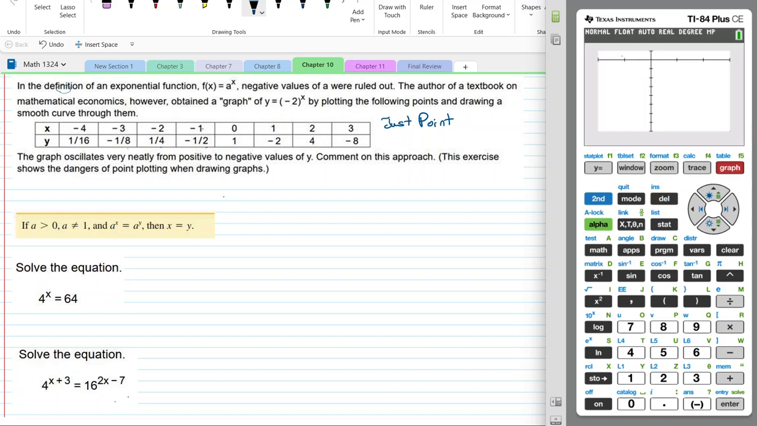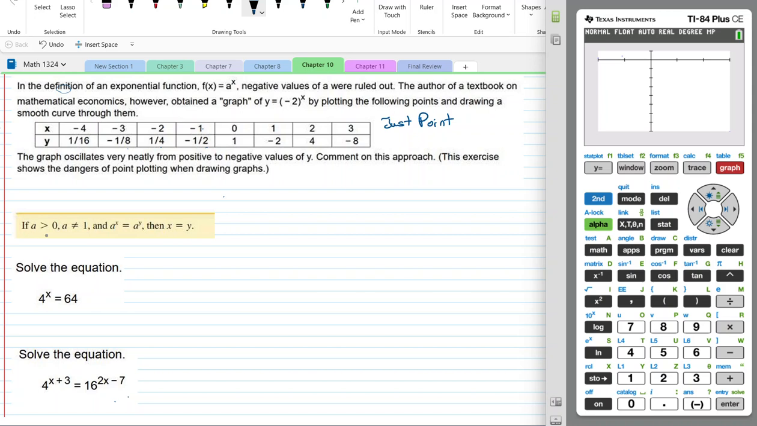Oscillating is difficult, and it is not continuous because we're talking about exponentials. And exponentials can be negative, but the exponents are all whole numbers. So that's what we learned from that.